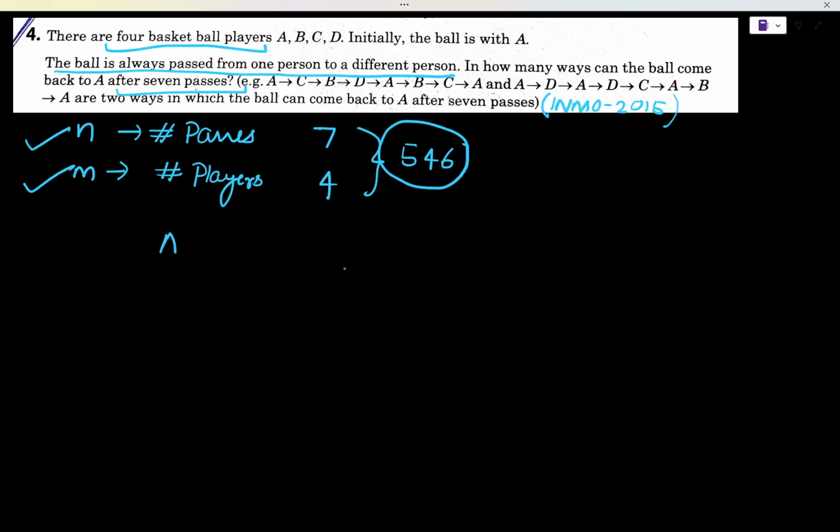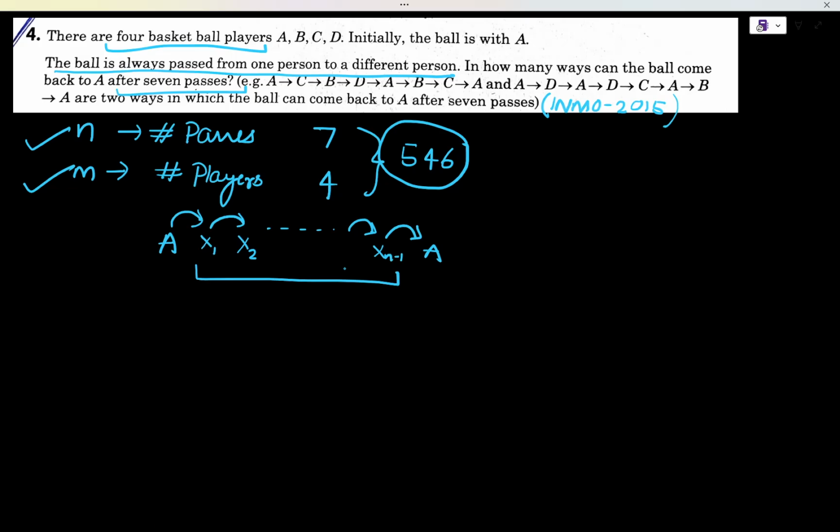Let's say we have A. After one pass, let's say it goes to player number x1. After the second pass, it goes to x2, and so on and so forth. After n minus 1 passes, it will go to x(n-1). And then we have the nth pass, the final pass, back to A. So we have these many positions in between.